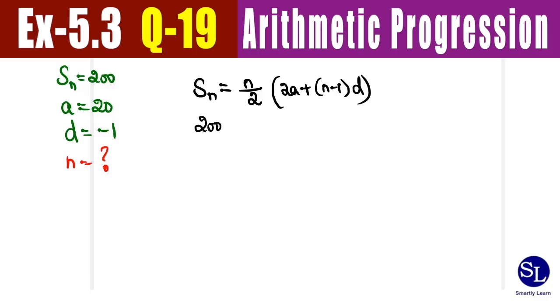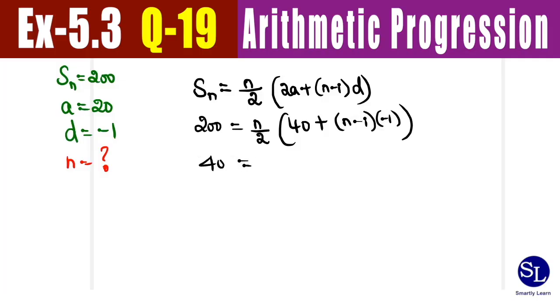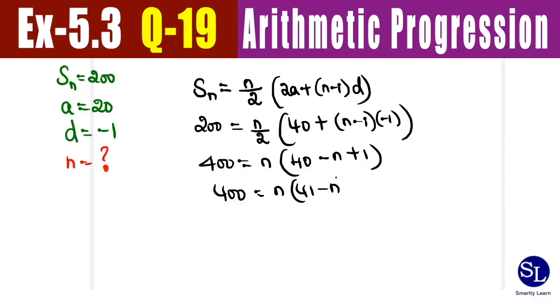So 200 is equal to n, which is unknown, so n by 2 into 2a. So 2 into 20 is 40. n minus 1 into minus 1. So I'm going to take this 200 and make this 400. So 400 is equal to n into 40 minus n plus 1. So this is 400 is equal to n into 41 minus n.